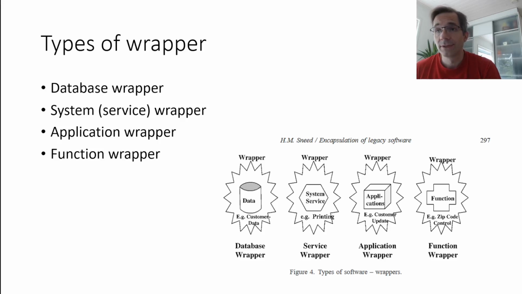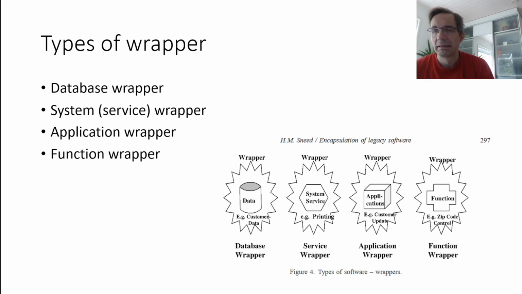There can be different types of wrappers. We can have a database wrapper that basically encapsulates the old database and allows access to this legacy database system. We can have wrappers around system services. So if we have a printing functionality that is a system service, we can wrap it into a modern interface. We can have different applications. For example, how to update customer information could be provided in a wrapper from the legacy system. And then even at the very lowest level, we can have function wrappers.